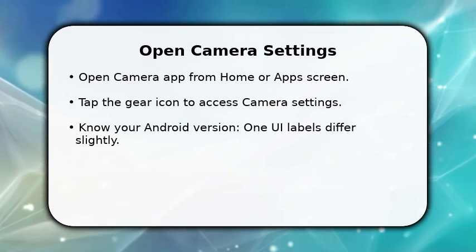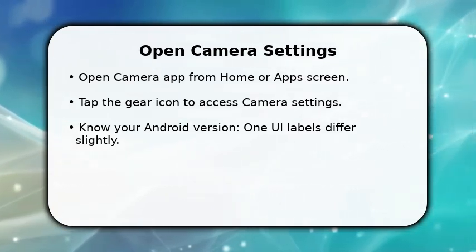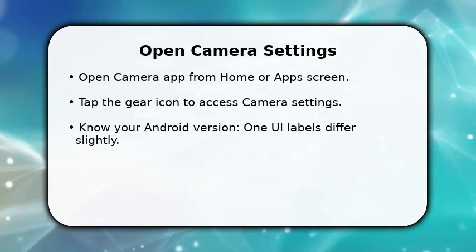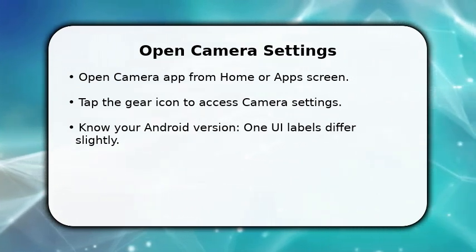Enjoy the video. You're starting inside the camera app. Open it and tap the gear icon to enter settings. Once in, make sure you're on the rear camera view because options change per lens. If you see a search bar at top, use it to find motion photo quickly.